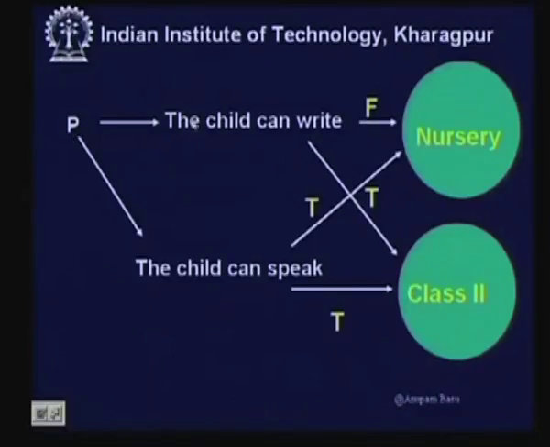When I interpret P as the child can write, and that is interpreted in the world nursery, then it evaluates to false. But when this is interpreted in the world class 2, that evaluates to true. Now, when P is interpreted as the child can speak, that can evaluate to true when interpreted in this world. Please note this statement, when interpreted in a particular world, that is very important. And this interpretation itself attributes the meaning or the semantics to the proposition. We will see a couple of more examples.